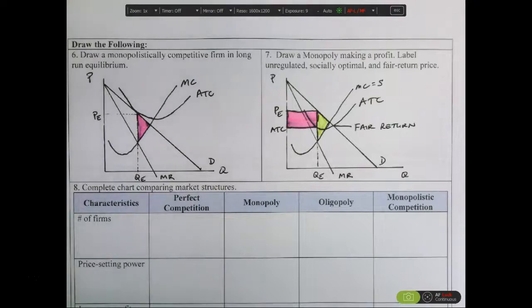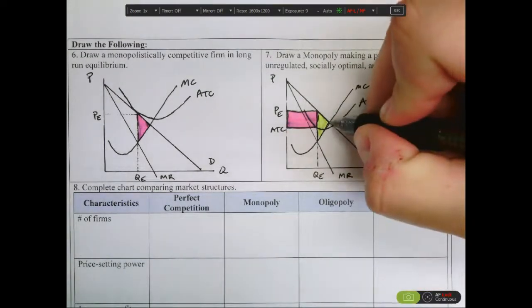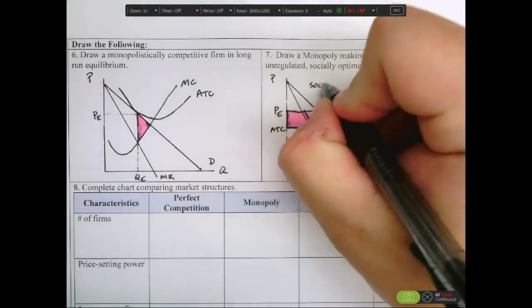And we could find where the socially optimal point is. That is what would be the perfectly competitive outcome, and that is where supply equals demand. And so this here is the socially optimal.